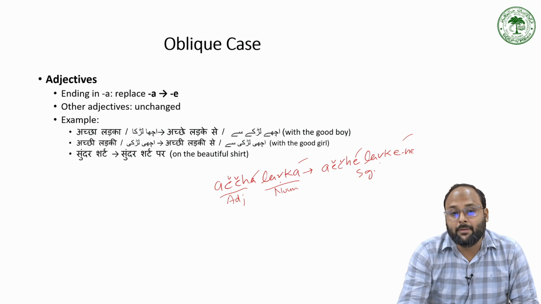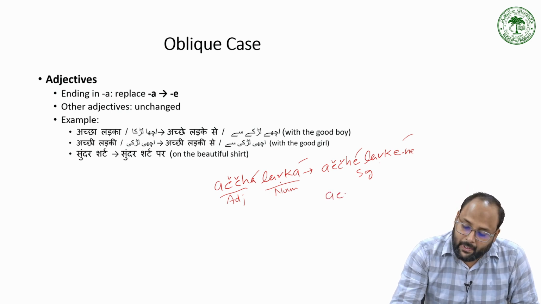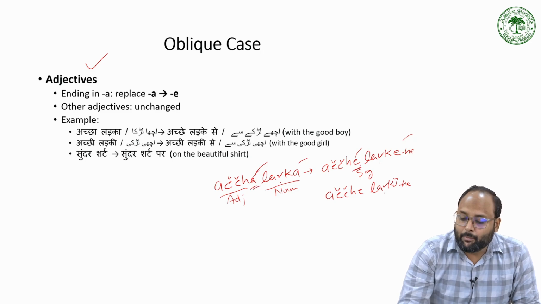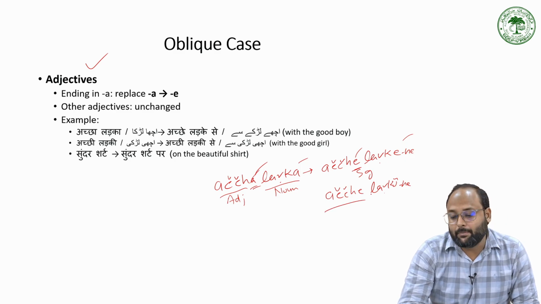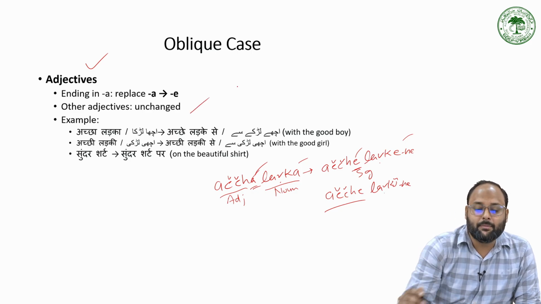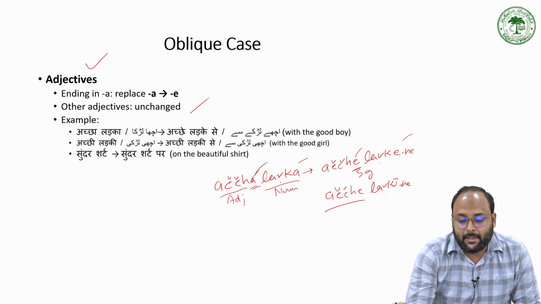But for plural we have अच्छे लड़कों ने, अच्छे लड़कों ने. So in the adjective, for singular the a is replaced by e. But in the plural only the ladke changes into ladkon, but अच्छे does not change. It will remain the same for singular and plural. So the other adjectives do not change, but the singular will change with a. So like अच्छे लड़के से and अच्छे लड़कों से.